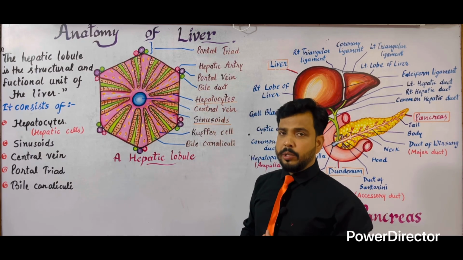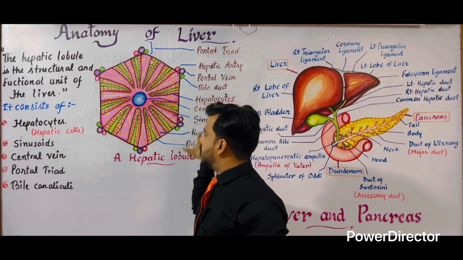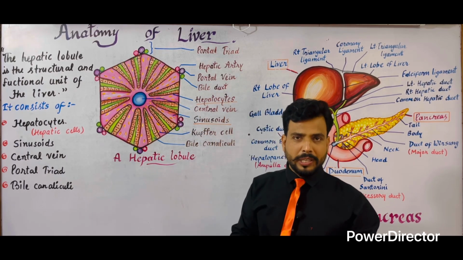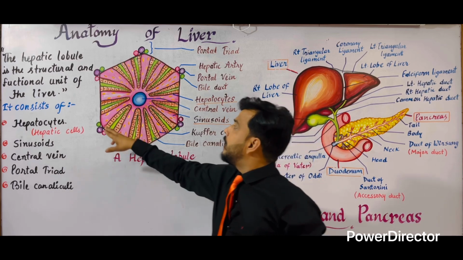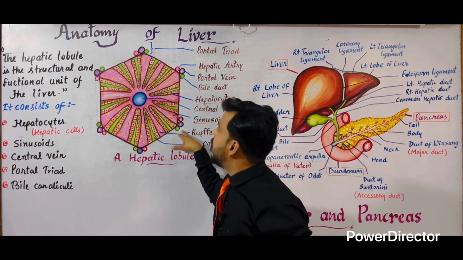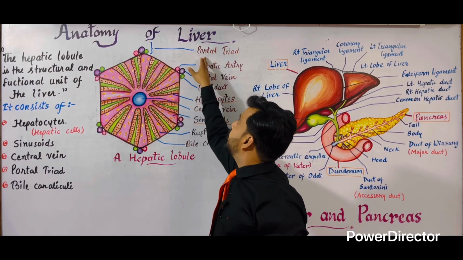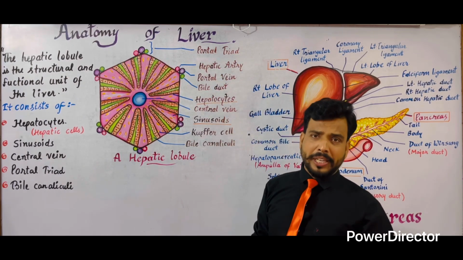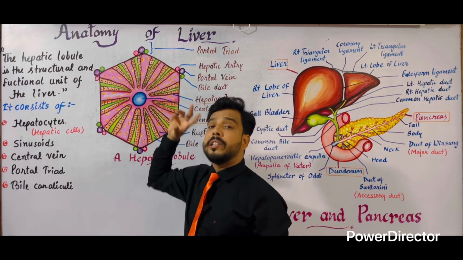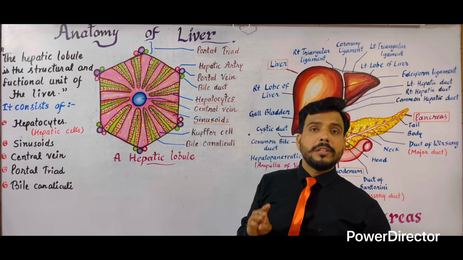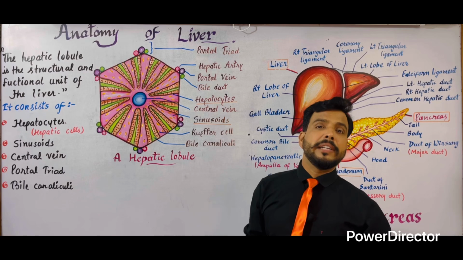Now, I will tell you in detail. As you can see, this is a hexagonal structure. A hepatic lobule is a hexagonal structure. On each corner of this hepatic lobule, you can see 3 canals, which are known as portal triad. Tri means 3. So this is called portal triad, and this portal triad consists of 3 different structures.